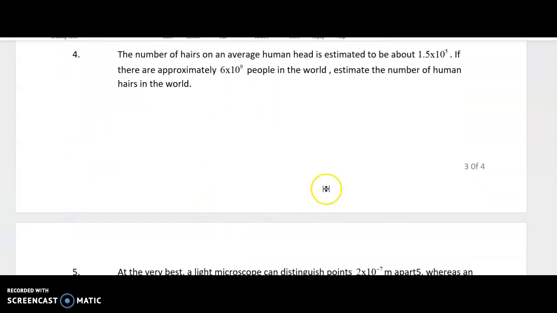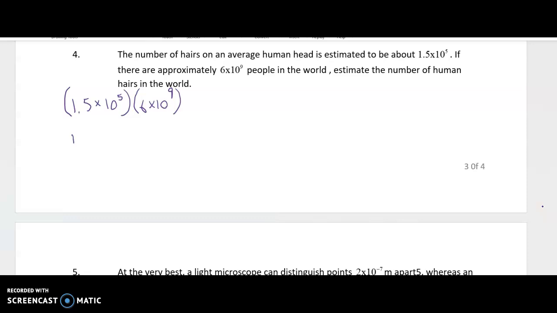Oftentimes we'll use scientific notation in the capacity of an applied problem. Let's read this one. The number of hairs on an average human head is estimated to be about 1.5 times 10 to the 5th. If there are approximately 6 times 10 to the 9th people in the world, let's estimate the number of human hairs in the world. So there are 6 times 10 to the 9th people, and each of those people has 1.5 times 10 to the 5th hairs. So we're going to multiply the number of hairs by the number of people having those hairs.